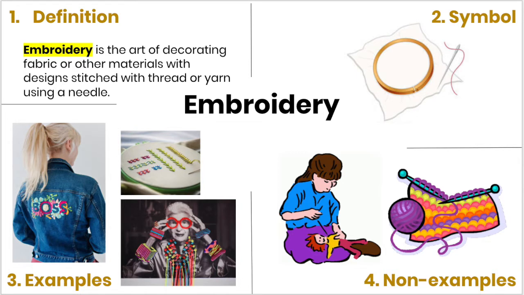In the third box, you see 3 examples of embroidery. There's a picture of embroidery on the back of a jean jacket. There's a hoop that is embroidered with some stitches. And then on the bottom, you see a photograph that is decorated with embroidery.